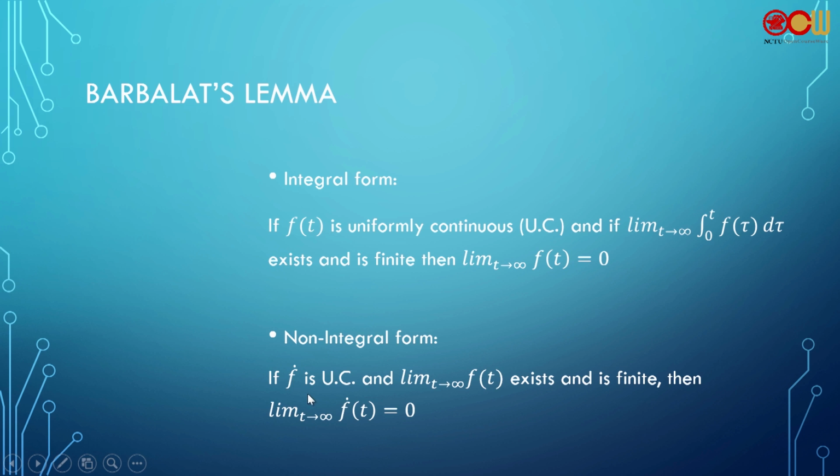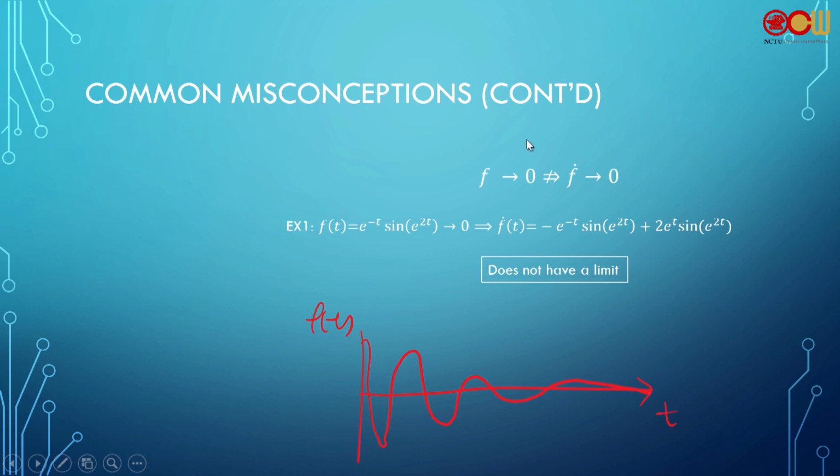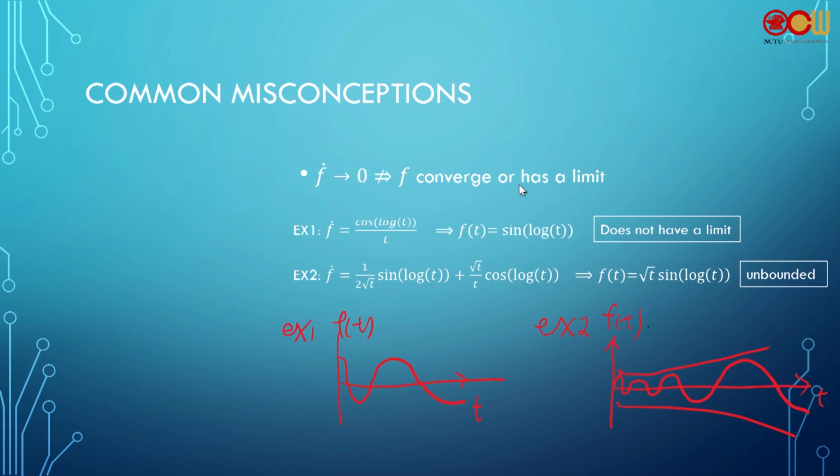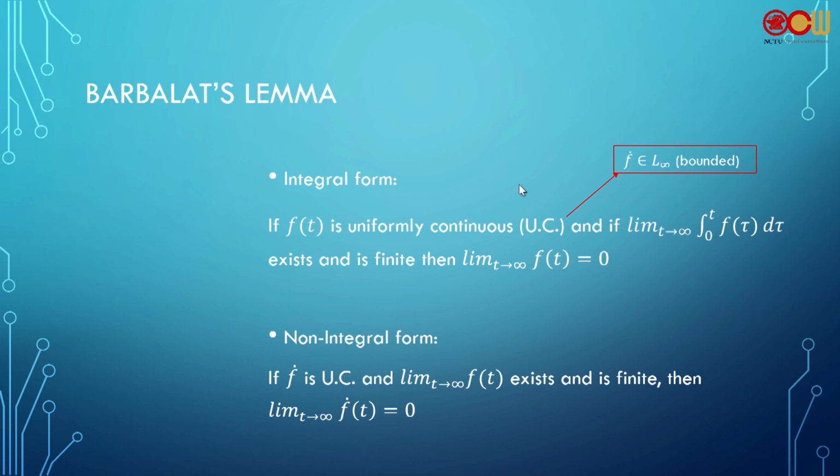It says if f dot is uniformly continuous and the limit of f exists as t goes to infinity, then f dot will go to zero as t goes to infinity. So this clears up the conditions for these misconceptions. In other words, for this misconception to be true, you need other conditions: f dot has to be uniformly continuous and f is bounded. The previous misconception doesn't have these conditions. And this lemma has been used to prove the stability of non-autonomous systems.